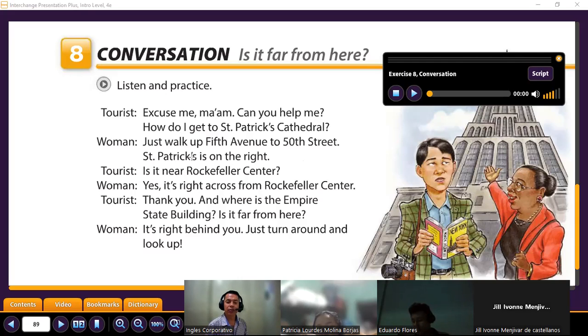Here we have, class, some imperatives, right? So it says walk, walk up, look. Notice that we don't say you walk up, they walk up. No, you say walk up, that is the instruction, right? Then turn around is imperative too. And look up, right? Those are imperatives. Imperatives don't use a subject, and they are instructions when you are lost. Now, listen again, and then we're going to have participation. Page 89, listen and practice.